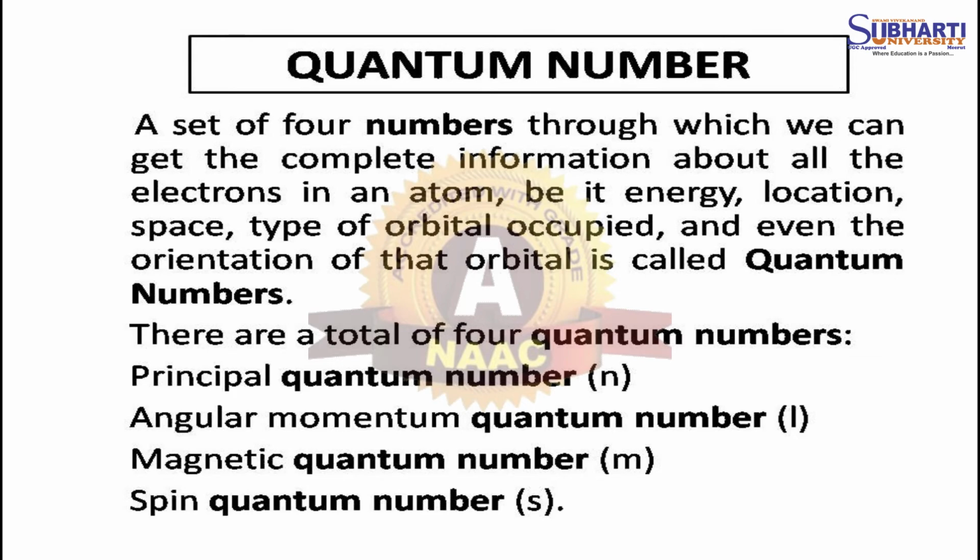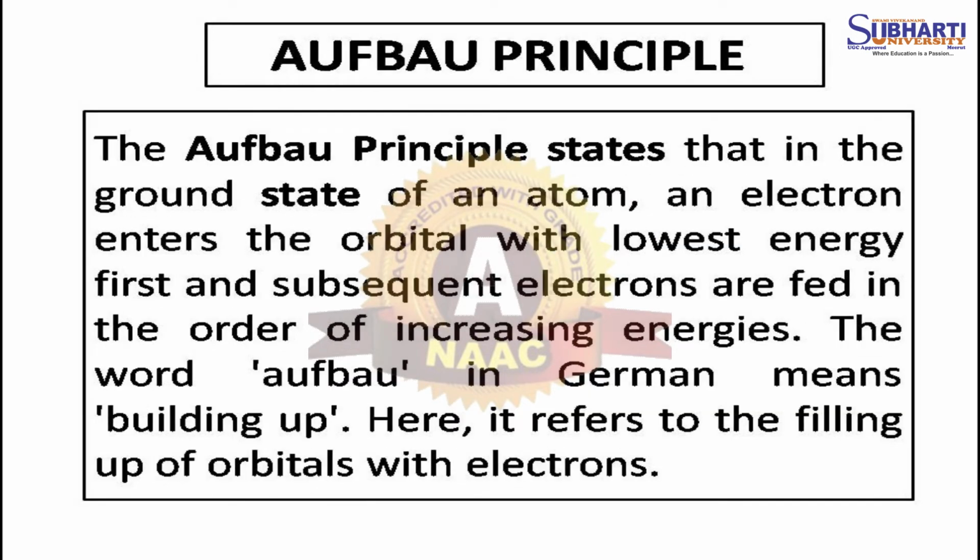Aufbau principle. The Aufbau principle states that in the ground state of an atom, an electron enters the orbital of lowest energy first, and subsequent electrons are fed in the order of increasing energies. The word Aufbau in German means building up. Here it refers to the filling up of orbitals with electrons.